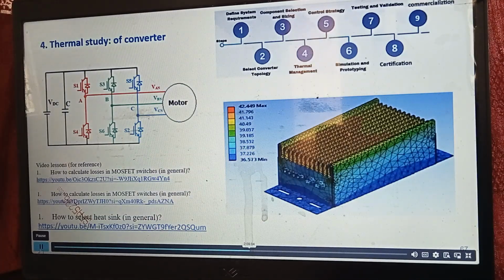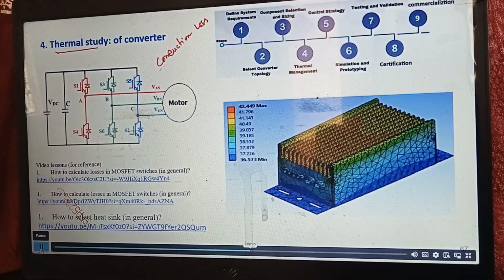So once you are done with that, now we also do some simulation study. I'm coming to it. Parallelly, we also do a thermal study, right? Now, this also I told you earlier: when a switching device is conducting, or it is switching from on to off to on, there will be some losses in the switching device. There are broadly two categories of losses: conduction loss and switching loss.